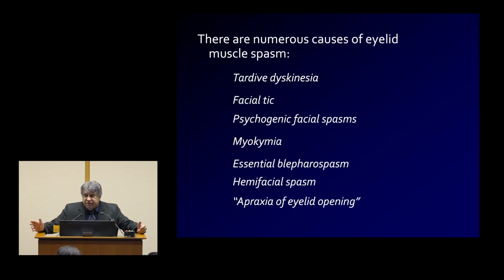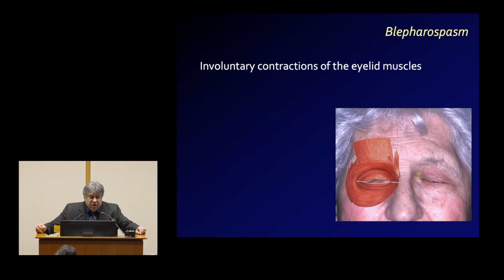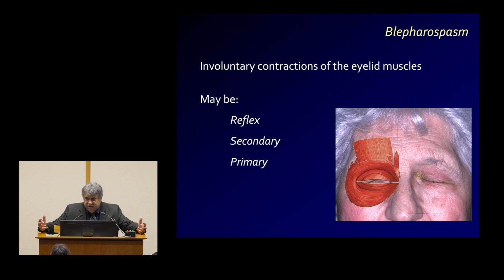There are lots of causes of facial spasms that we see. This is just a list. The ones that are most important to us are essential blepharospasm, hemifacial spasm, and what's been called apraxia of eyelid opening, which is a misnomer. It's not an apraxia. It's a special form of dystonia, much like the rest of blepharospasm. Okay, so blepharospasm are involuntary contractions of the eyelid muscles, and it can be reflex, secondary, or primary. So there are three basic types.